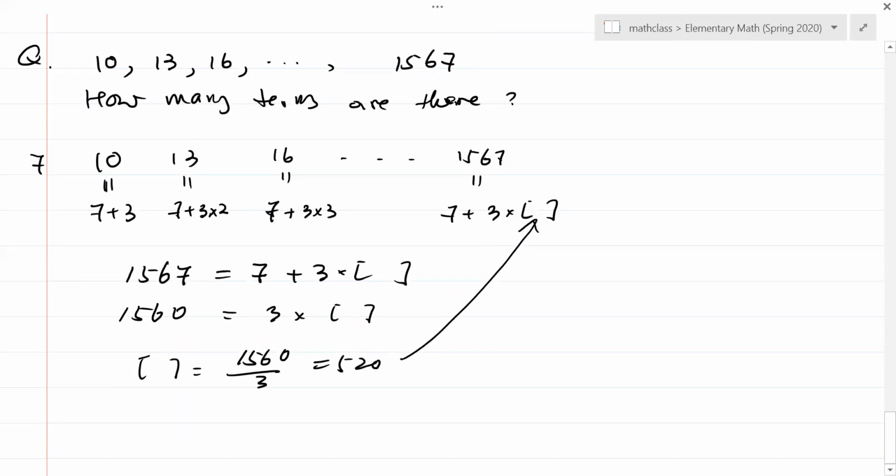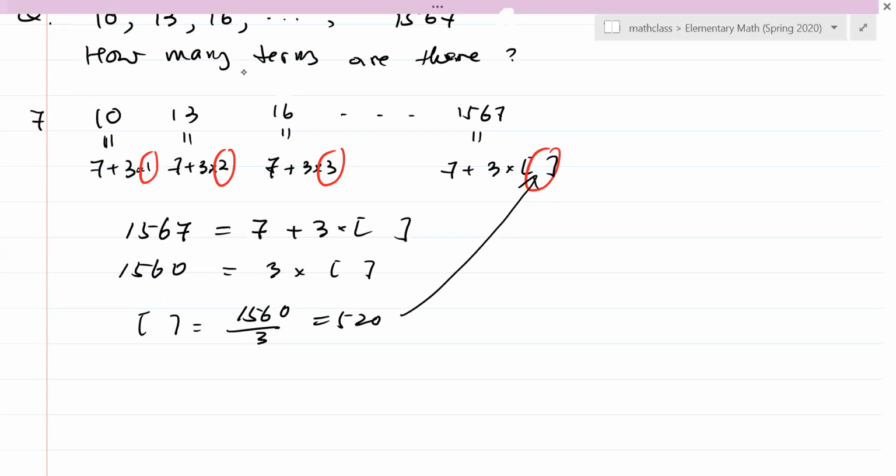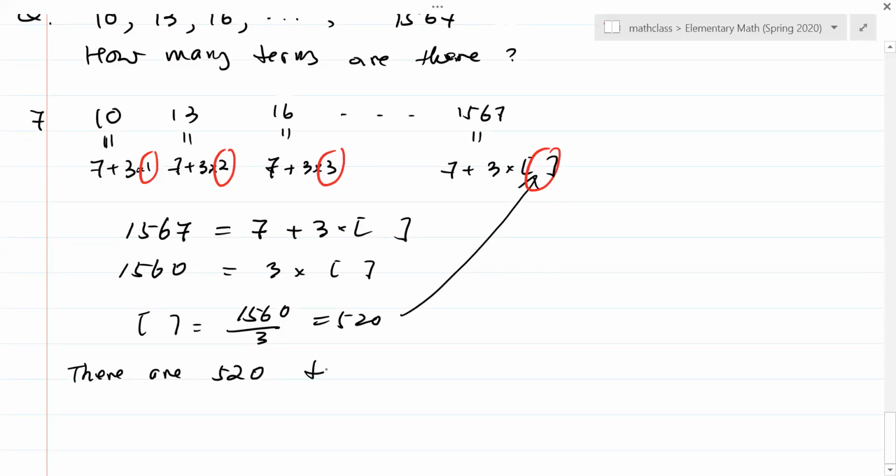Okay, so how many terms are there? 520, because you begin with 3 times 1, 3 times 2, 3 times 3, and go up to 3 times 520. So that's why there are 520 terms there. It's not easy to play with those numbers, all right?